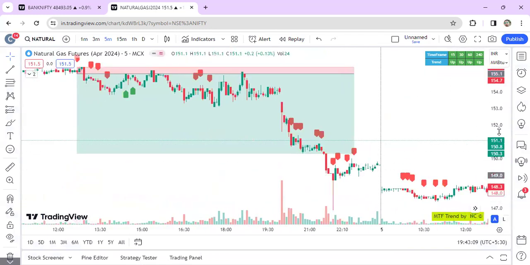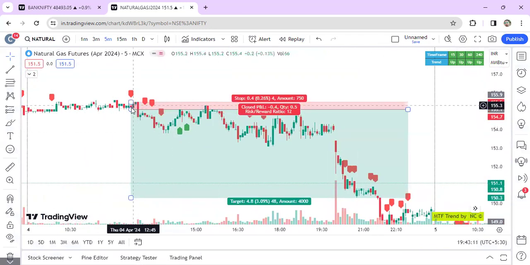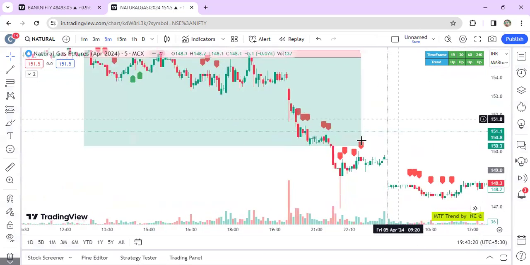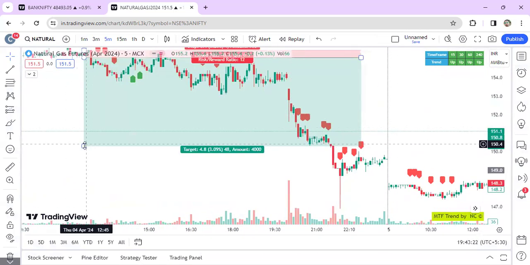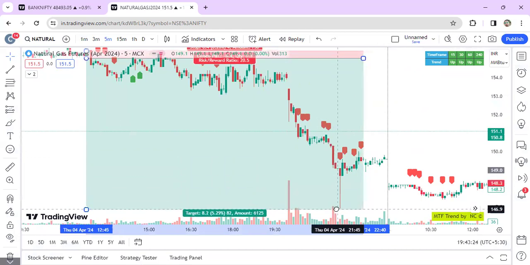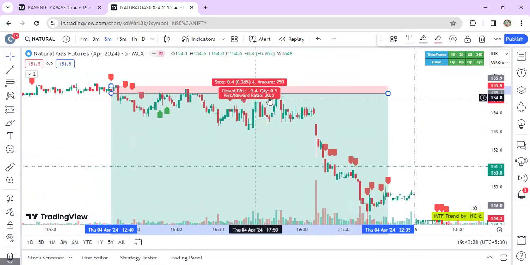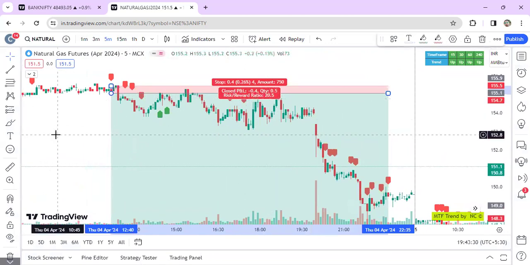Before that day, we got one sell signal generated over here. See how much our risk to reward is? 1:12. We are giving 0.4 point of stop loss and we are getting 4.8. And even after that, the market fell like anything. If you have the holding capacity, see, 1:20 is our risk to reward ratio using this particular indicator.